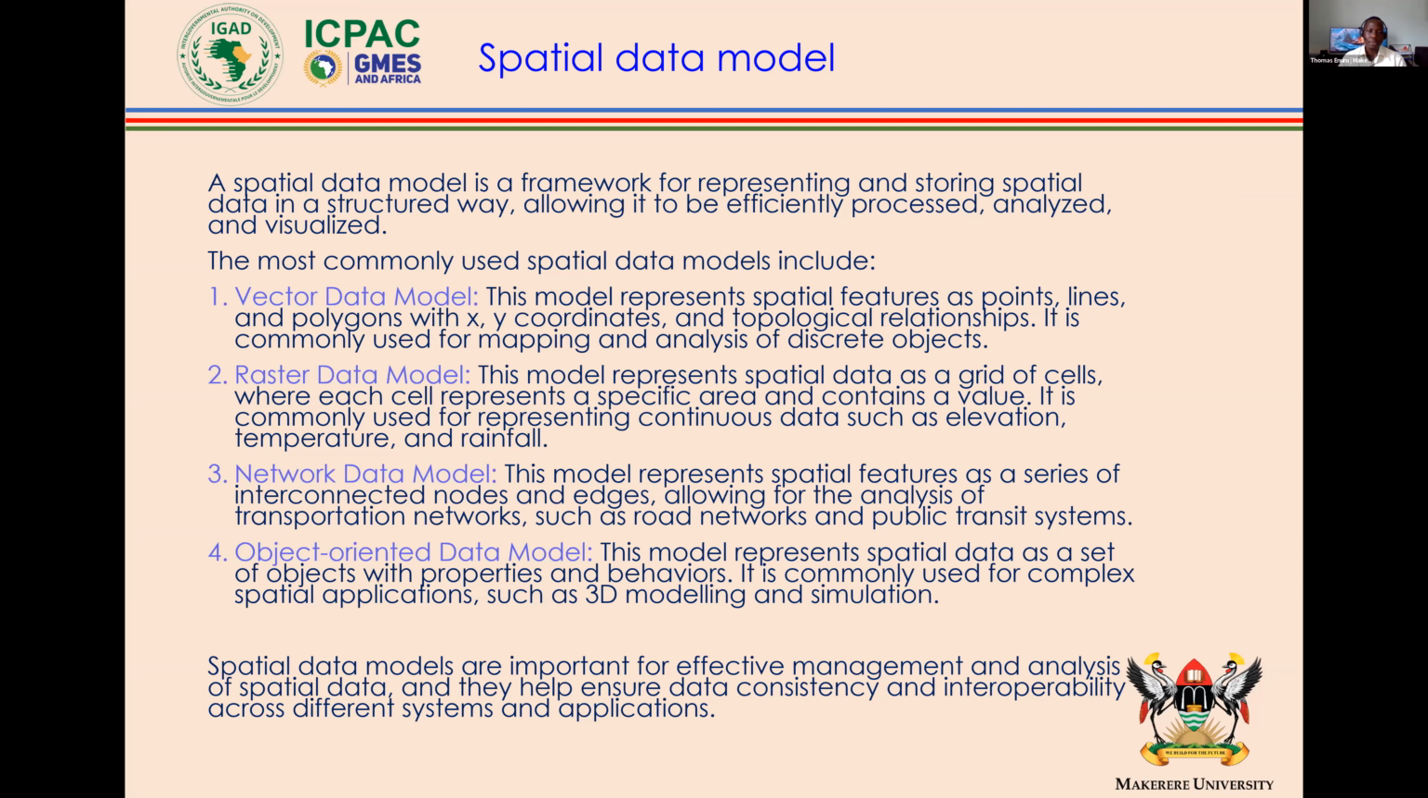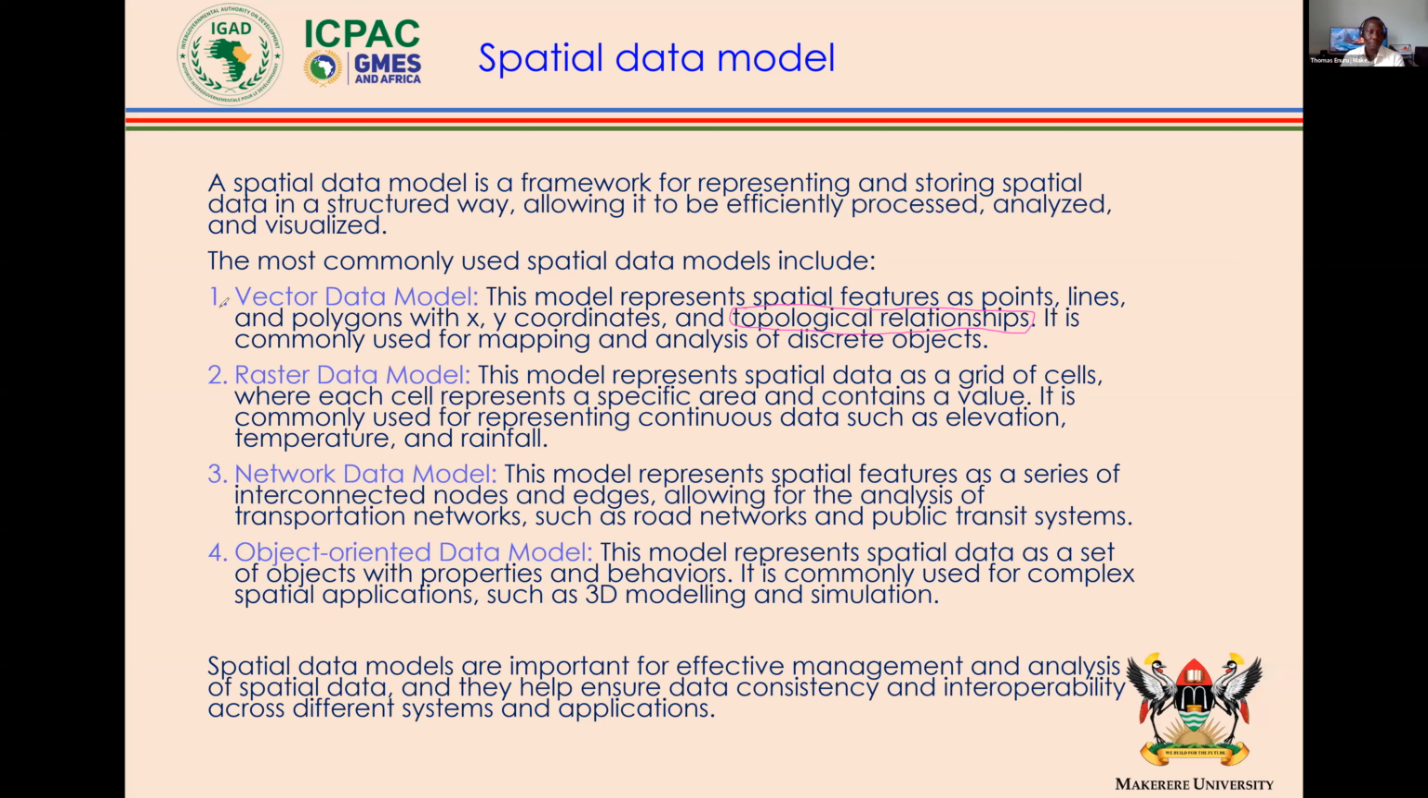Now, quickly, the common ones that we use in terms of this spatial data model. One is the vector data model. This model represents the spatial features. Now you remember what a spatial feature is: points, lines, and polygons with X, Y coordinates and topological relationships. I talked about relationships. In the GIS, the relationship we are talking about is called topological relationships. We are going to talk more about this in the next segments of our lecture.